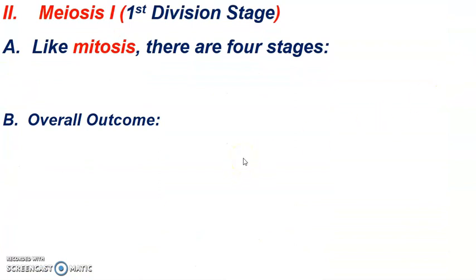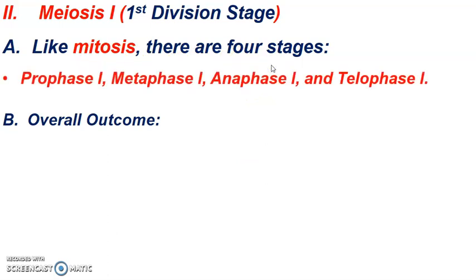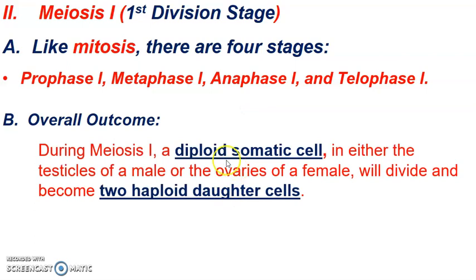So we're going to look at meiosis 1 in this lecture. Like mitosis, there are 4 stages. For meiosis 1, we have prophase 1, metaphase 1, anaphase 1, and telophase 1. After meiosis 1 is done, our overall outcome is that we would have taken 1 diploid somatic cell, in the testicles of a male or the ovaries of a female. You do have diploid cells that have 46 chromosomes. And that 1 diploid cell will end up producing 2 haploid daughter cells.